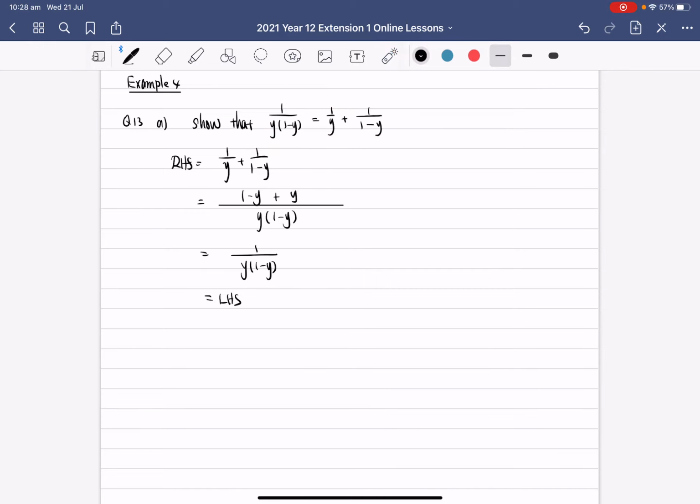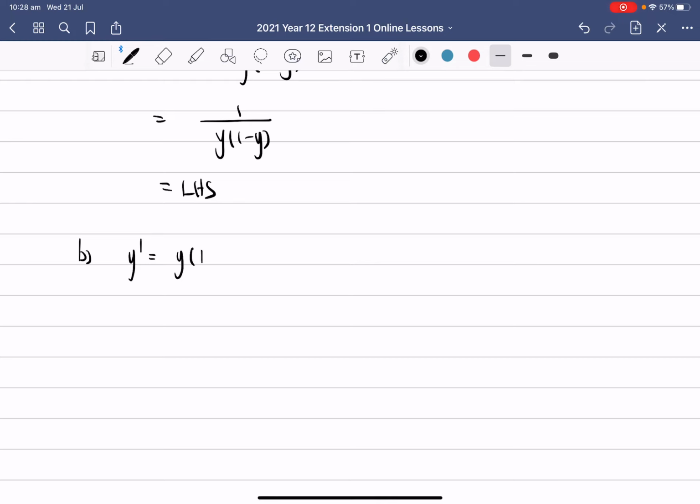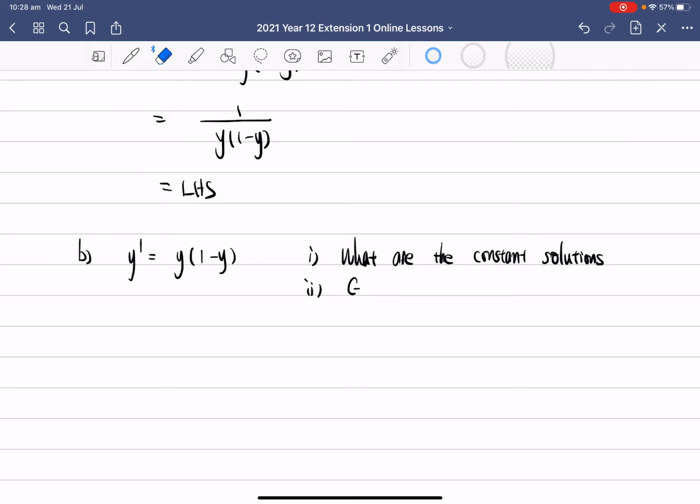Okay. All right, question part B. Now, question part B, it says, consider this logistic equation, y dash is equal to y, 1 minus y. First question, all right, part of the question here is, what are the constant solutions? Okay, so what are the constant solutions for this logistic equation? And the second question here is use part A to find a general solution. All right, so I'm just saying find the general solution.